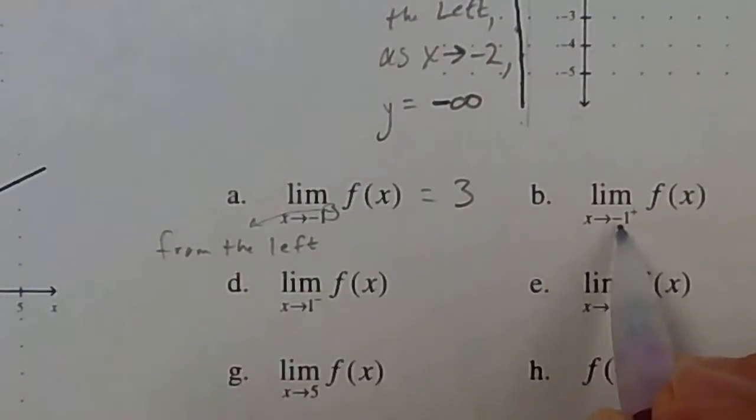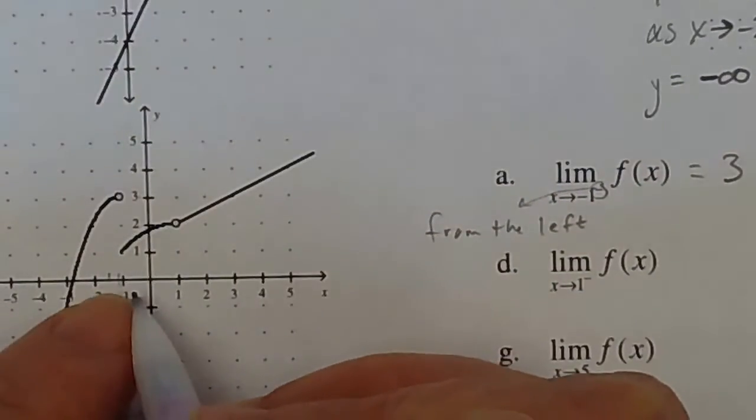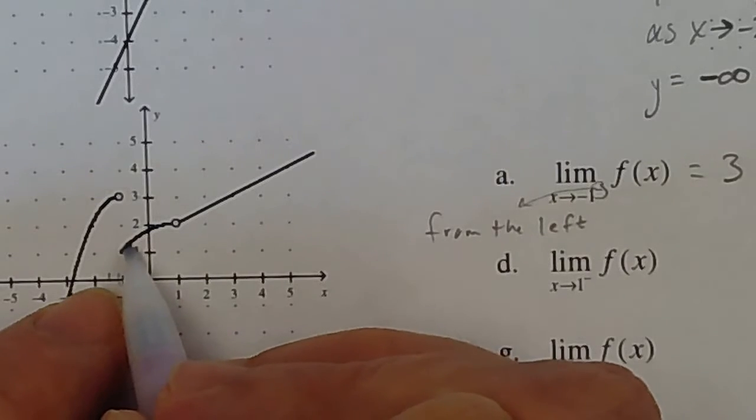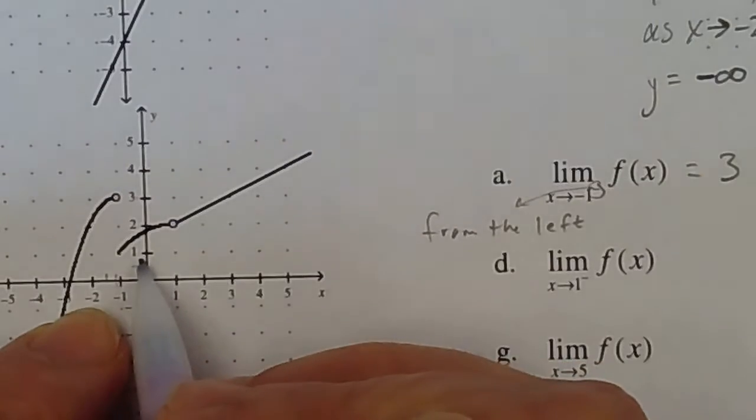This one now says same c value or x value. Now it's coming in from the right, the other side. So as I get closer to -1, like -0.9, where am I at? -0.99. They're approaching a different number of 1.